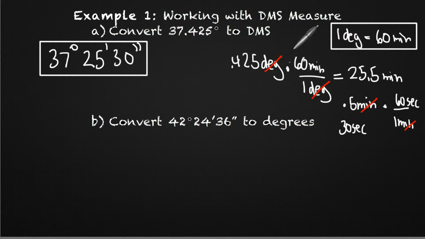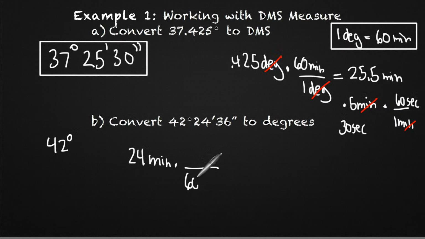Okay, now we're going to go backwards, and we are now going to convert from DMS into degrees. Okay, now part B, we want to go backwards. We want to convert from the degrees, minutes, seconds form to degrees. So we have 42 degrees, so we're going to put that over here. We have 42 degrees, and we have 24 minutes. So we need to convert these minutes to degrees, so we're going backwards now. So 24 minutes times, and we're going to use our little trusty conversion factor here.